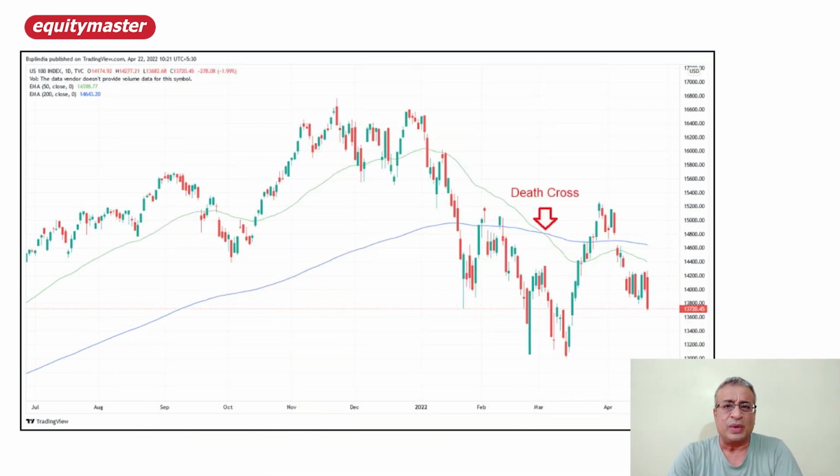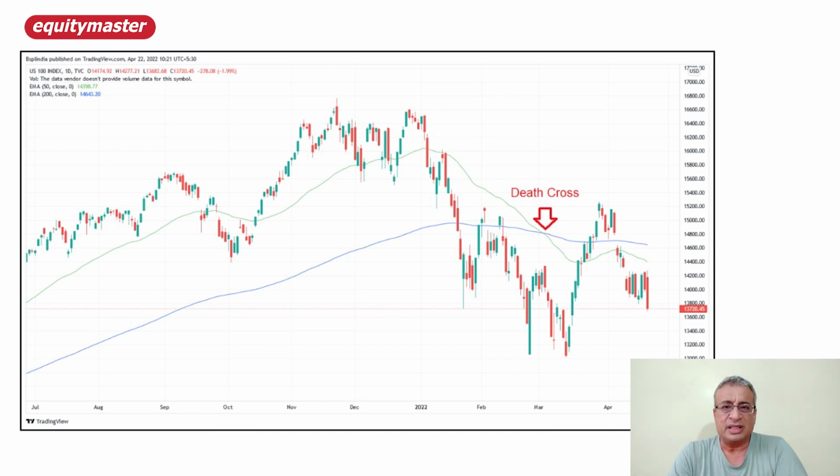So on your screen right now is the chart of the Nasdaq. The Nasdaq is the index of the IT space, technology space. As you can see, there is a death cross on the Nasdaq, and the death cross was made on 3rd of March 2022. What is the death cross?